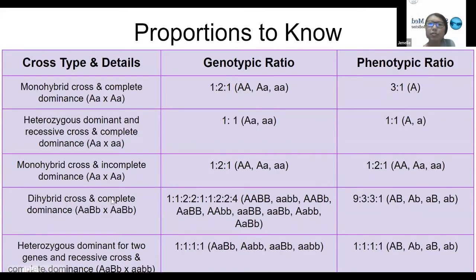And then finally, for this cross type, heterozygous dominant for 2 genes and a recessive cross assuming complete dominance, we have the big A, big B, little b crossing with the recessive of the entire thing. And so here we have a 1 to 1 to 1 to 1 ratio. And also in the phenotype, you would see the 1 to 1 to 1 to 1 ratio. So this is good to know.